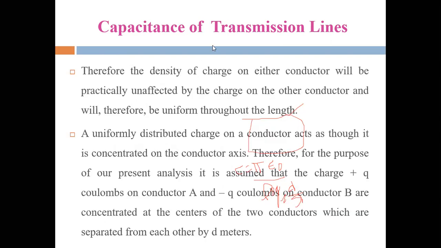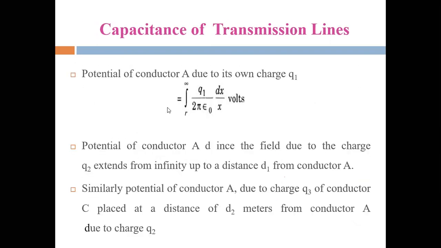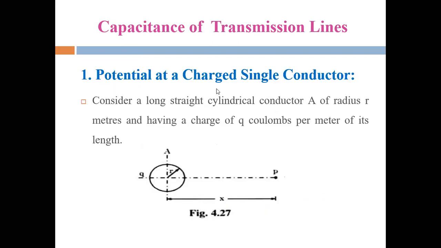First we are calculating the capacitance of a single phase line. First of all, we observe the potential difference for a charged single phase conductor. We take one single conductor A of radius r meters, and a point P at a distance of x meters from the center. The conductor has Q coulombs of charge.